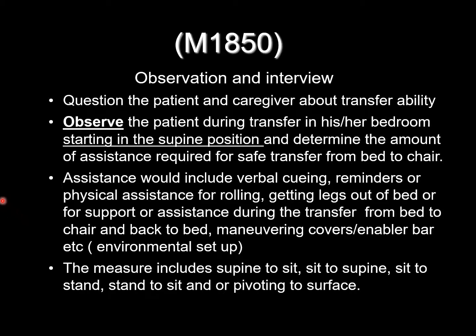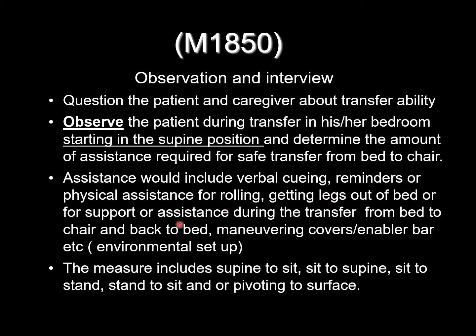In data collection, we're going to obtain that information a couple ways. Questions to the patient and caregiver will give you a baseline of information before you maybe do the observation. Observation is the primary way to gather data, and it should be in a location where the transfer is occurring, such as the bedroom for supine to sit. And if the sitting surface is in the bedroom, you can do that there, or if it's not, then you're going to assess it in the location that is the most common sitting area.